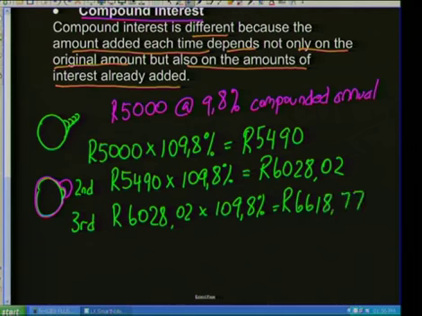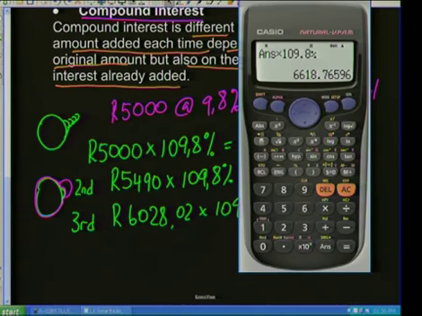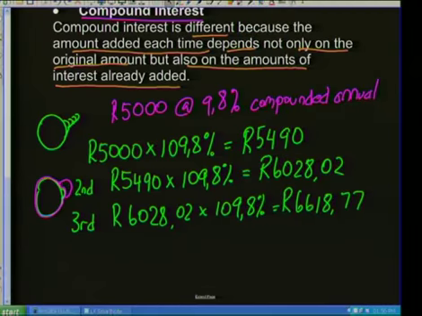6618.77. Just double checking that that's what I had, 6618.77. And that's what you get after 3 years. Now, in reality, there is a formula that you can use for this, but we don't teach you the formula in grade 11. We expect you to understand what we're actually doing, and we should really only ask you up to 3 years to calculate. And quite clearly, we can see the difference between simple and compound interest.